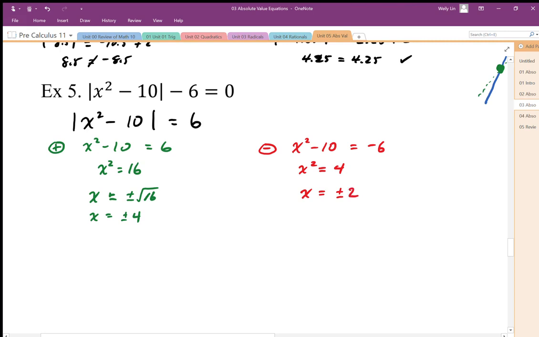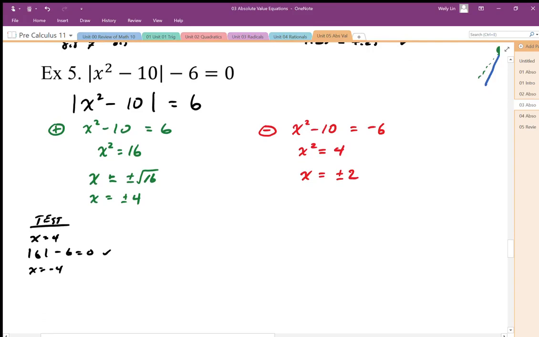So I actually have 4 solutions here. So I better test all of these solutions. Okay, so x equals 4. 4 squared minus 10 is 6. Absolute value of 6 minus 6. Okay, so we get absolute value 6 minus 6 equals 0. Yeah, that's okay. Let's test negative 4. Well, if positive 4 works, we're going to square it anyway. So we get 16 minus 10 is 6, minus 6 equals 0. Perfectly good. Those are both perfectly good solutions.